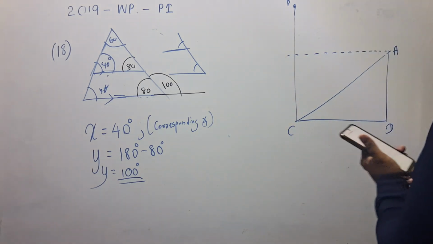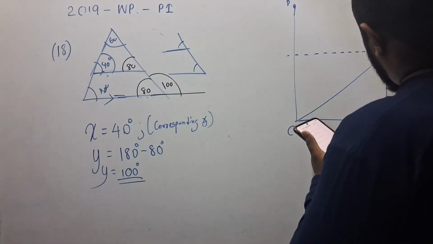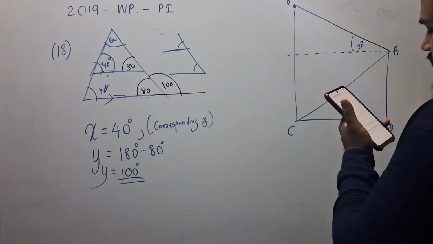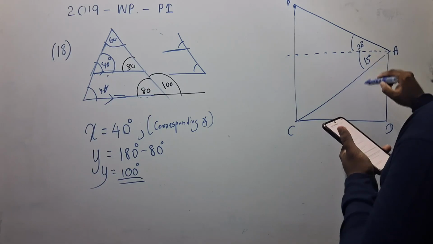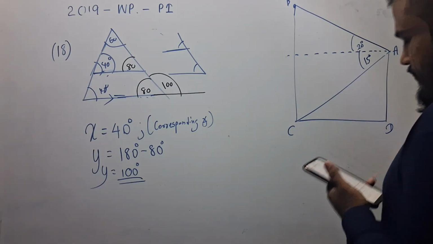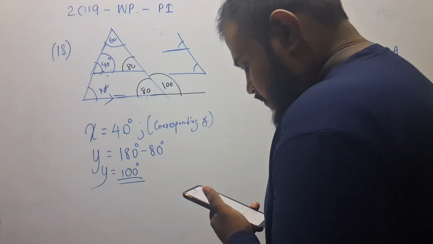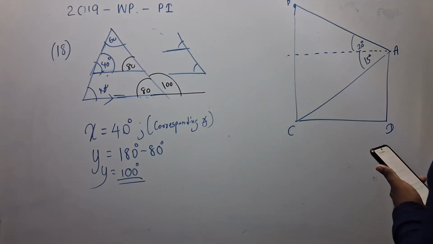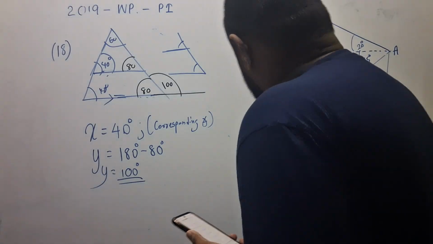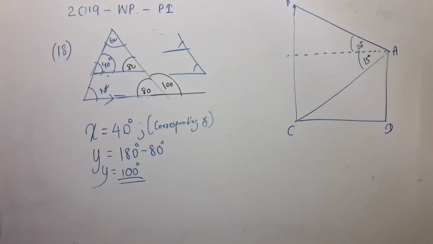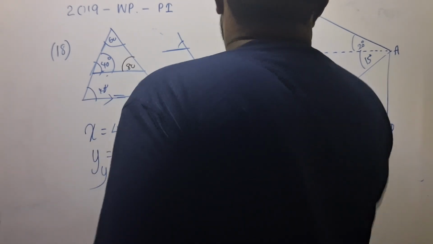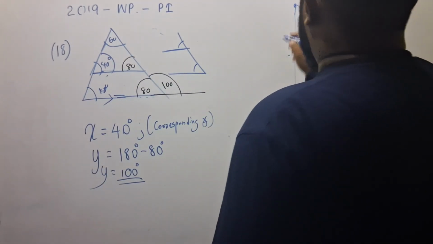So they have given this value as 20 degrees and this value as 15 degrees. The angle of depression of A from B. Angle of depression of A from B. Now they are asking about angle of depression. You cannot say this is B, no?